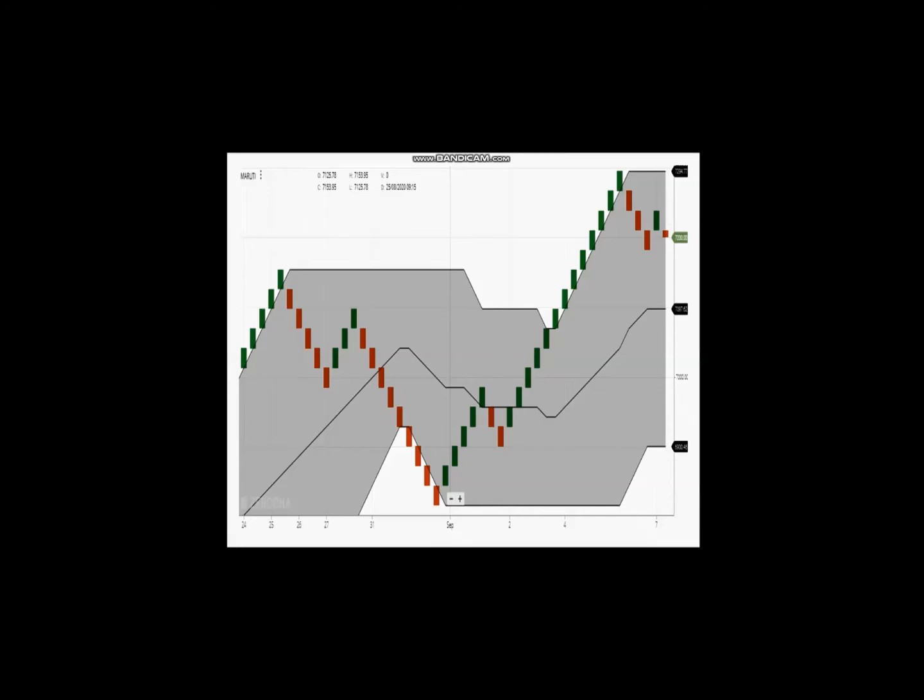So with that we can easily get a range within which we have to set up a trade, manage a trade, and make profit out of it.